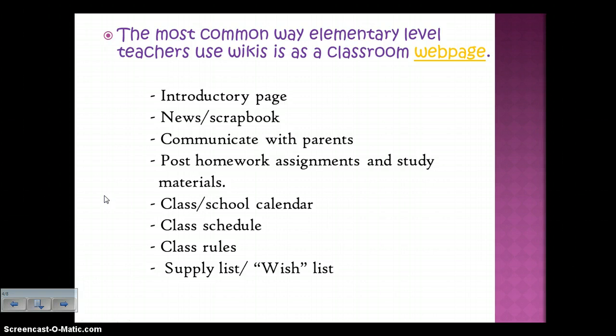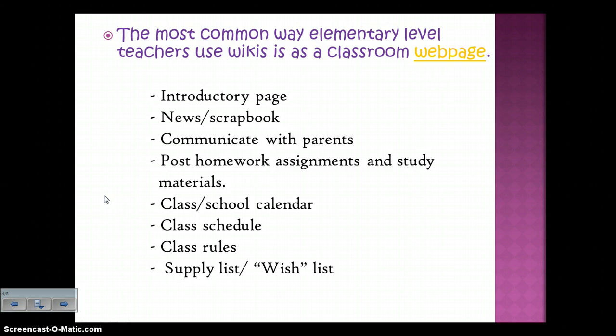A class schedule, more of the daily routine. This is great for parents to know when the students have gym or art, they know what to bring the child dressed as. Class rules, which is great to put up right in the beginning, that show what the expectations are in your classroom, so there's no discrepancies.